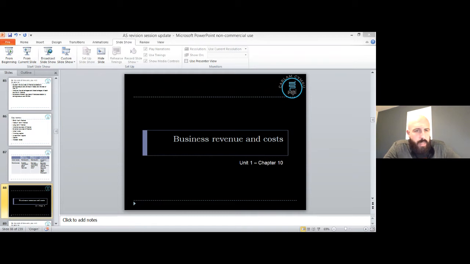Variable costs are costs that vary with output, so the cost of your materials. The more you produce, the more your variable costs are going to go up. Total cost, real straightforward, is your fixed cost plus your variable cost. Sales revenue is the amount sold multiplied by the selling price. Profit or loss is your sales revenue minus your total costs. If your sales revenue is higher, you make a profit. If your total cost is higher, you make a loss.